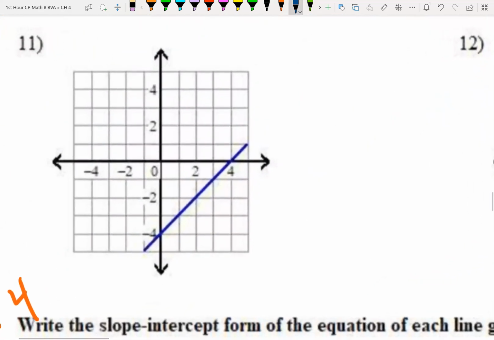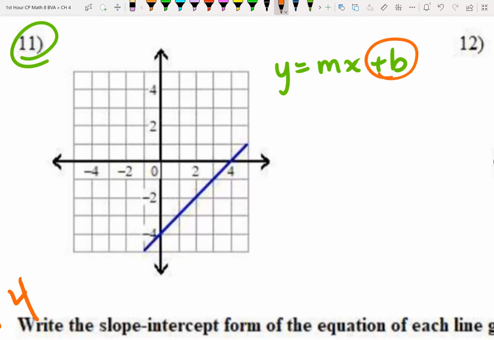Remember, we start with that point on the left side. That helps a lot for slope. Number 11, slope-intercept form. Search for b, the y-intercept. Here is the y-axis, and it's crossing right here at -4. So put a -4 in there.